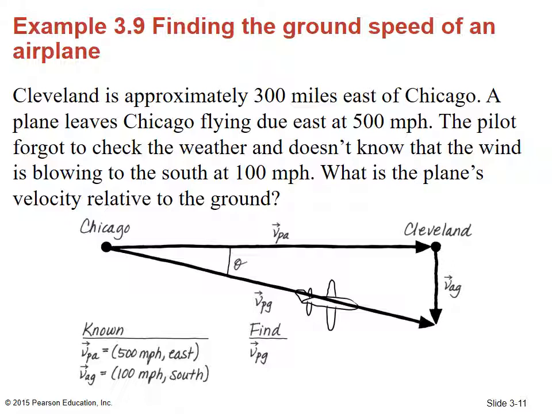Cleveland is approximately 300 miles east of Chicago. A plane leaves Chicago flying due east at 500 miles per hour. The pilot forgot to check the weather and doesn't know that the wind is blowing to the south at 100 miles per hour. What is the plane's velocity relative to the ground?